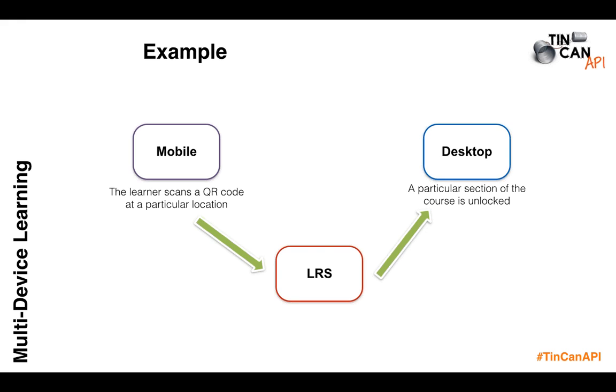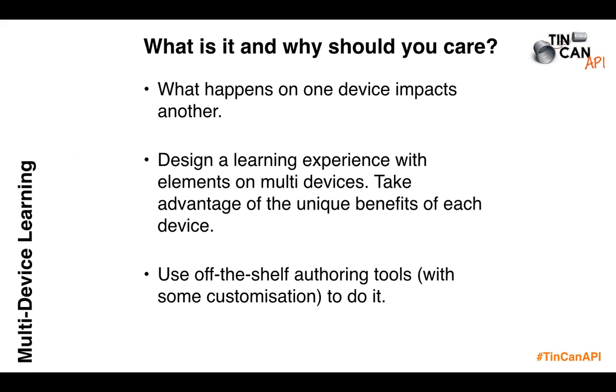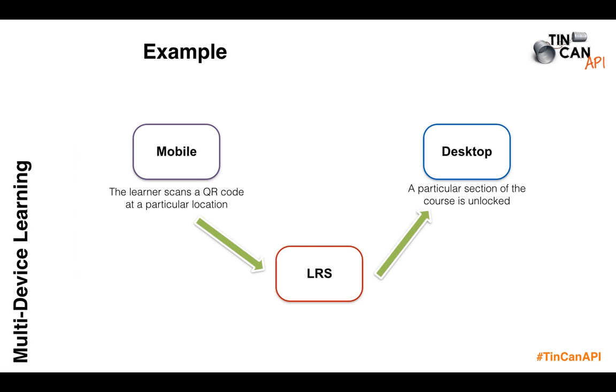So one example is a mobile device. The learner on mobile scans a QR code at a particular location. That QR code takes them to a web page or maybe an e-learning course that triggers a Tin Can statement. That Tin Can statement feeds into the LRS, and that then unlocks the next section of the desktop course, however you've got your desktop course set up, it unlocks a particular section of the desktop course.